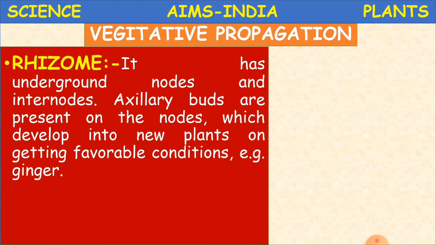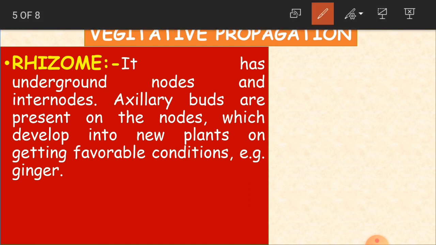If you plant ginger as it is in the soil, children, what happens? You will get a new plant from the ginger. You will get new leaves and it starts growing. So that type of plants are called rhizomes. So it has underground nodes, like we said, that we'll plant that vegetable inside the soil.